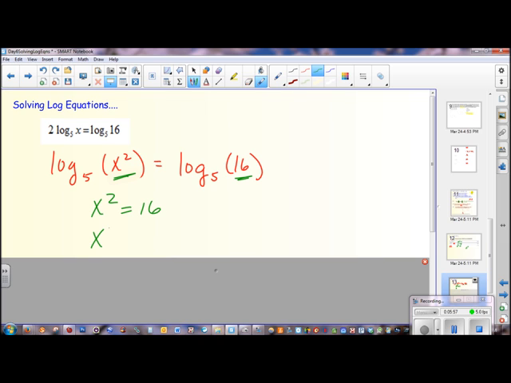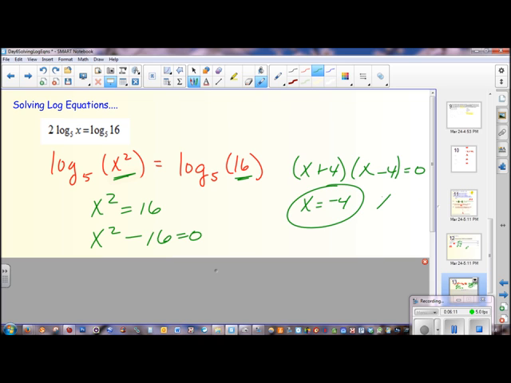It's a quadratic equation, so I'm going to bring it all to the left-hand side, and then I'll factor it. x plus 4, x minus 4 is equal to 0. That gives me x equals negative 4, and x equals 4. But whenever we're solving log equations, we want to check because we can have illegitimate solutions. We should know that the argument of a log function cannot be a negative number. So we're going to have to reject that answer, and our only answer here is x is equal to 4.